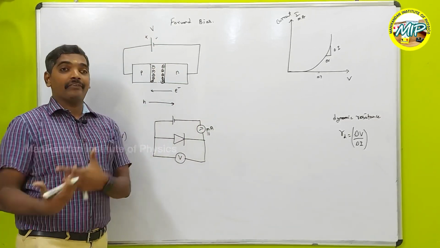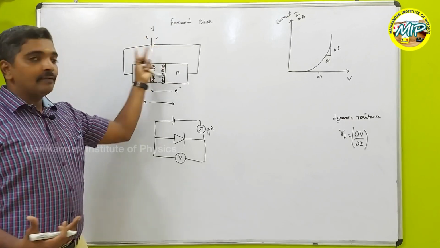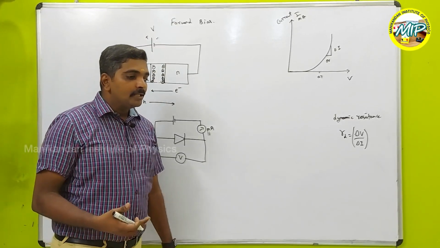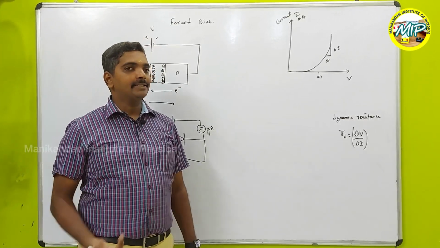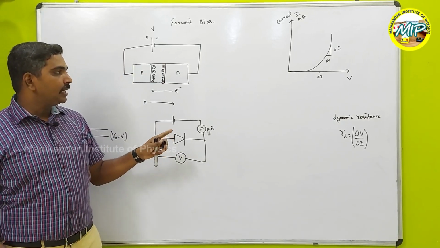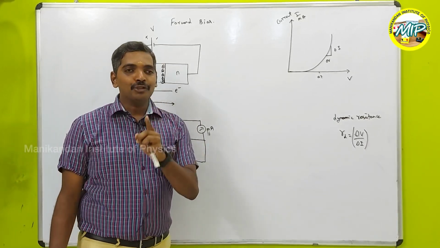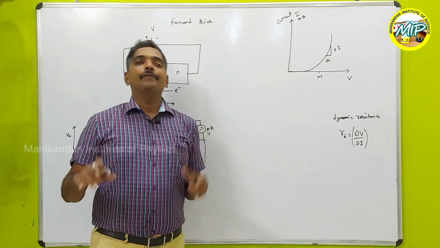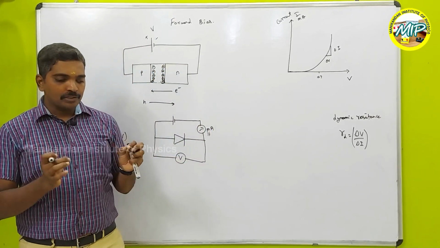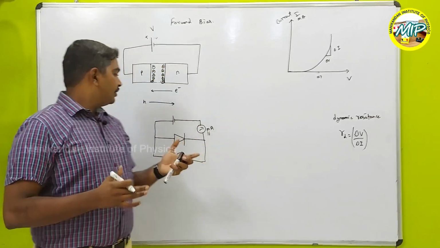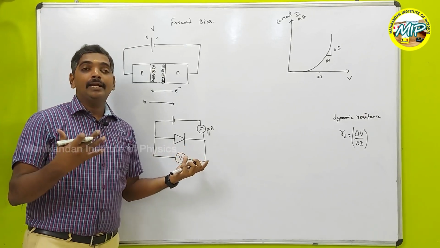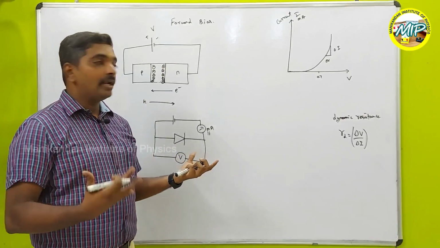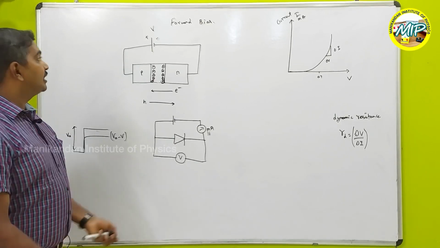Sir, what's happening when I reverse the polarity of the applied potential? We are going to study that in the next case. So this is the current produced by the motion of the majority carriers. So under forward bias, the PN junction diode will conduct drastically, right? Next, I am going to change the polarity.